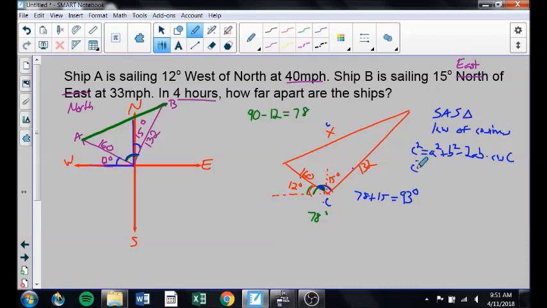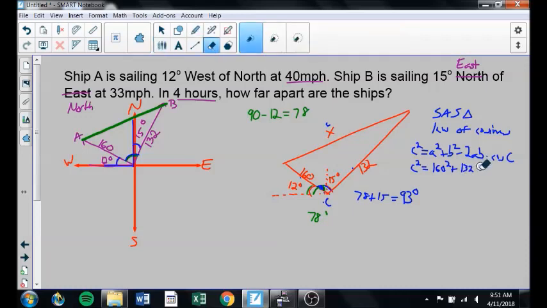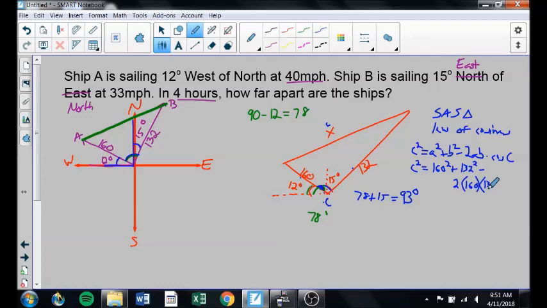So I don't know my C side, but I know that A is going to be 160, B is going to be 132. I don't know why I keep putting a degree up there. It's going to be 132 squared. And then it's minus 2 times 160 times 132 times the cosine of 93. And I'm going to calculate this.